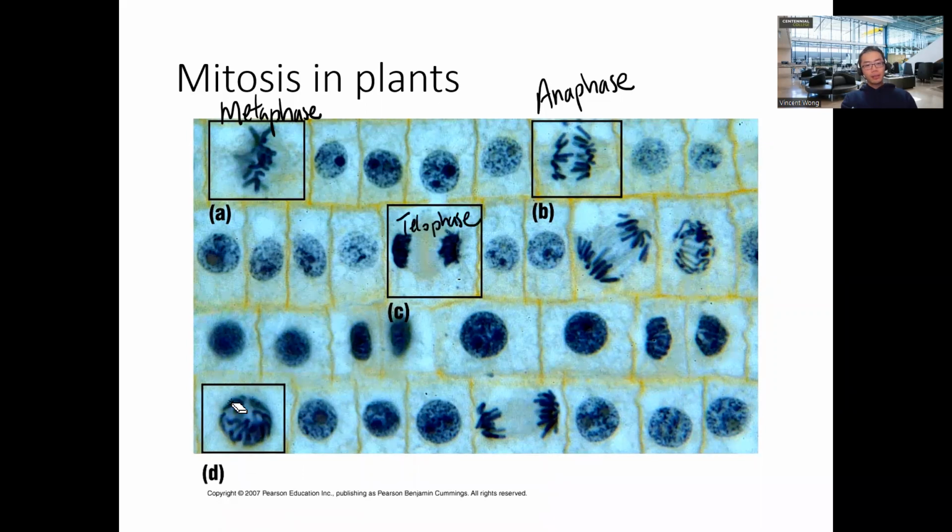This one here, you just have a single nucleus. The chromosomes are starting to show, but they're still inside the nucleus. The nuclear envelope hasn't dissolved yet. So that would be prophase.